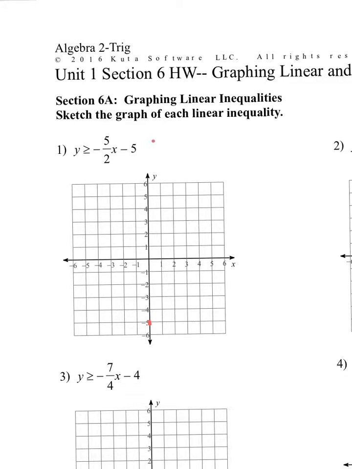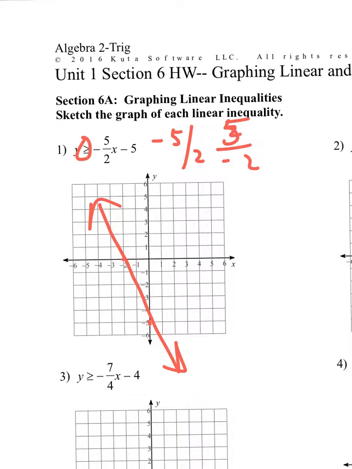And then our slope is negative 5 halves, so I want to rise negative 5, run 2. Now notice, if I start at that y-intercept of negative 5, that goes off the grid. So you might want to think of it as a positive 5 over a negative 2, and I want to rise positive 5 and run negative 2, which puts me right there. And this would be a solid boundary line because of this. So we're going to draw a solid line.